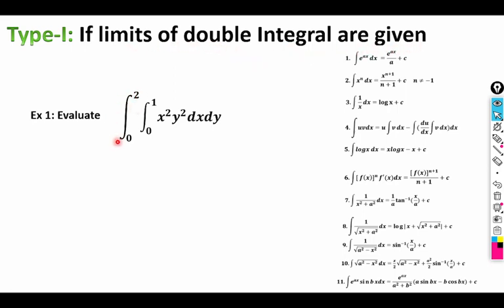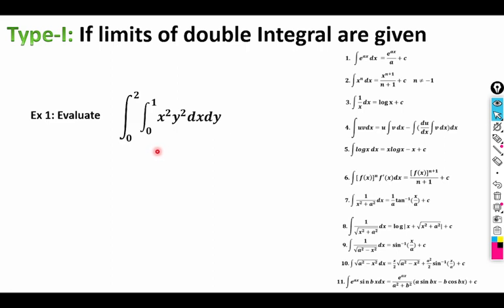You'll observe here is one example where we are given a double integral from 0 to 2, 0 to 1, x square, y square, dx, dy. So this is a double integral we have to evaluate. Now, the first question that may come to your mind is how to evaluate a double integral. There is a very simple process.